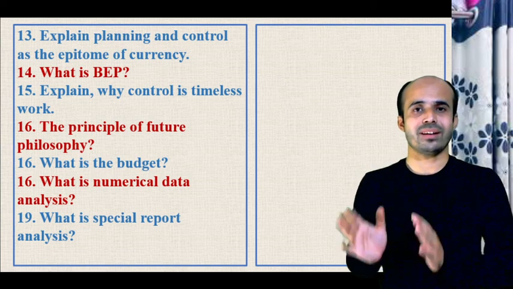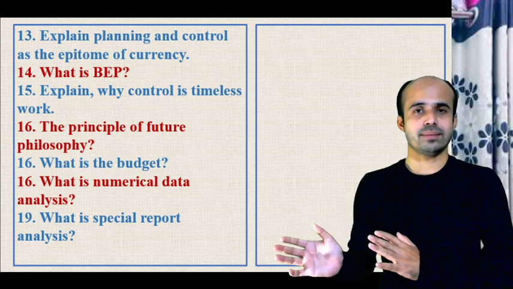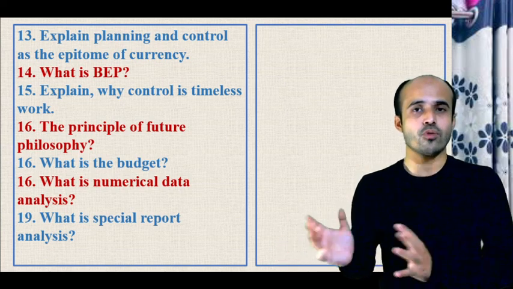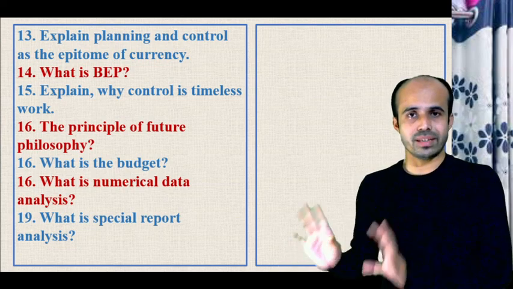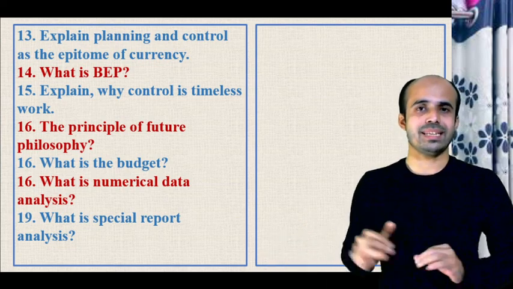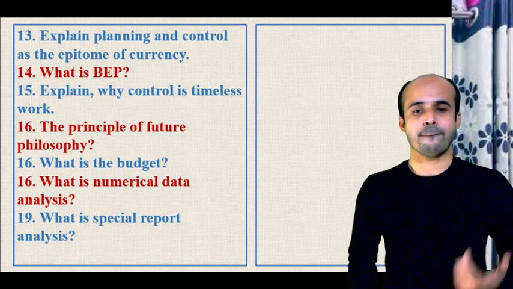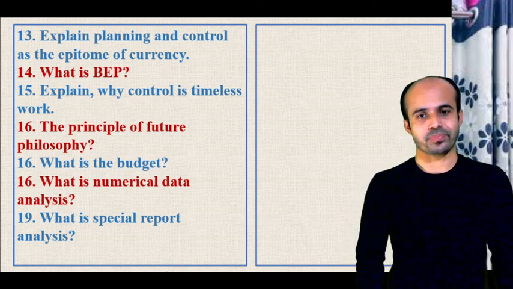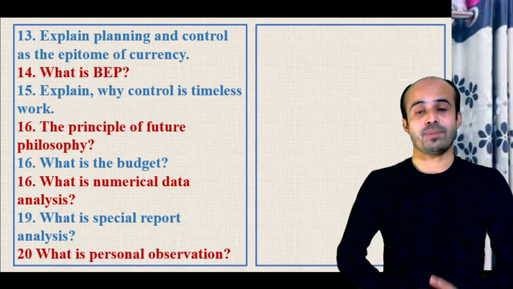If the controller considers a particular incident or reports on the present activities in order to control them, that is called a special report for controlling. Now coming to the next question: what is personal observation?